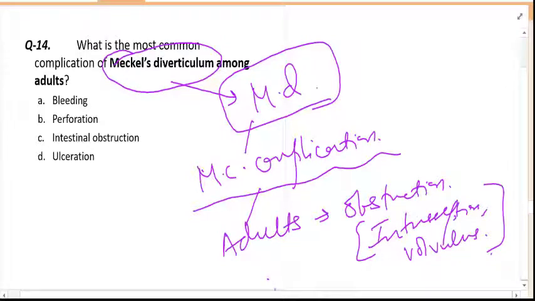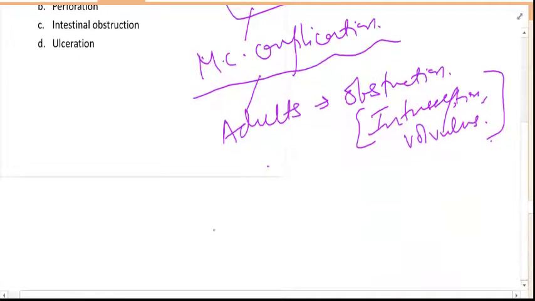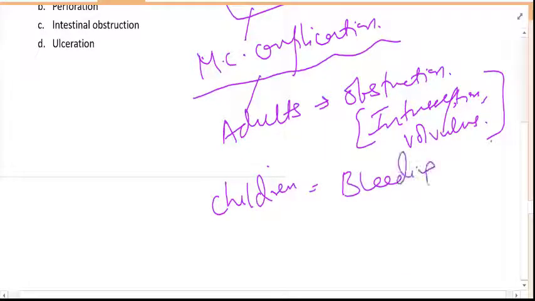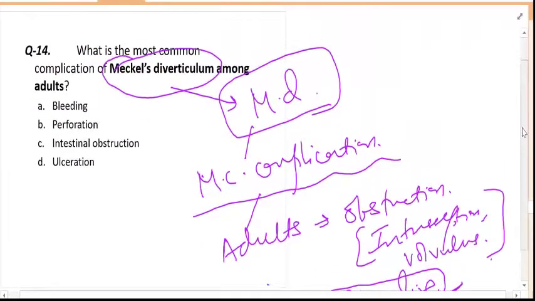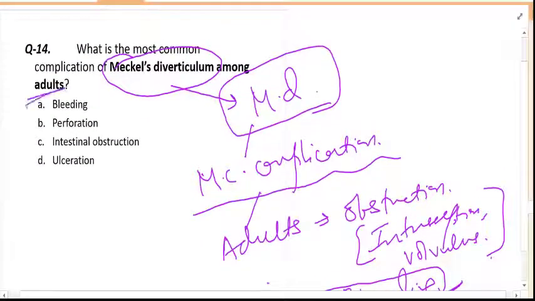In case of children, the most common complication is bleeding. So mainly Meckel's diverticulum is seen in children. So if they don't ask specifically adults or children, then bleeding will be the most common complication. But in this case, they have asked specifically in adults. So you can say intestinal obstruction is the answer. Intestinal obstruction. In case of children or not specified, then answer will be bleeding.